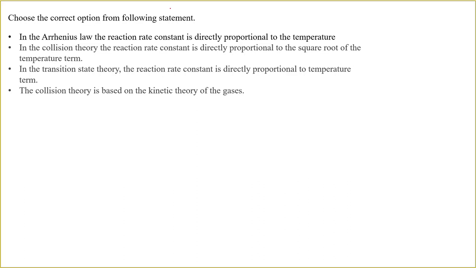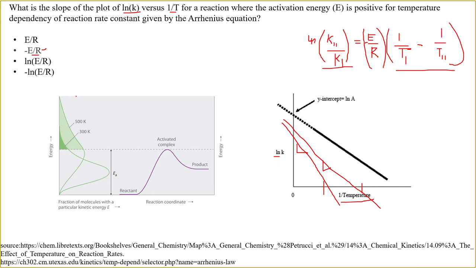So we will go from the first statement. In the Arrhenius law, the reaction rate constant is directly proportional to the temperature. So let's take a look at this example right here. You can see that the rate constant involved is K2 or K1, and they are directly proportional to the temperature. As in, when the temperature increases, the rate constant will also increase.